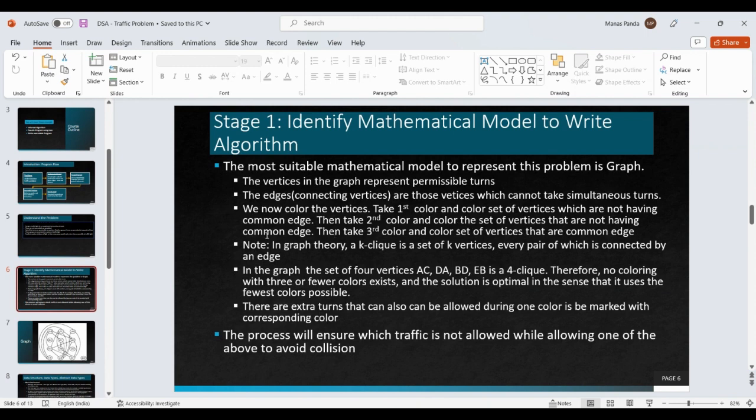So now the solution is that let us color. First, one color to the vertices which do not have common edges, then the second color. We will see that in this graph. And why we have taken four colors only, will four colors be enough?